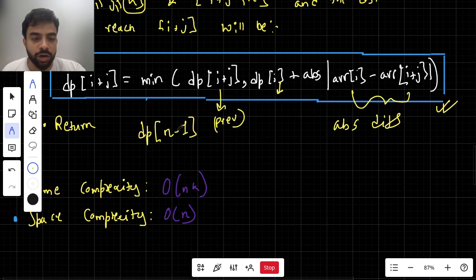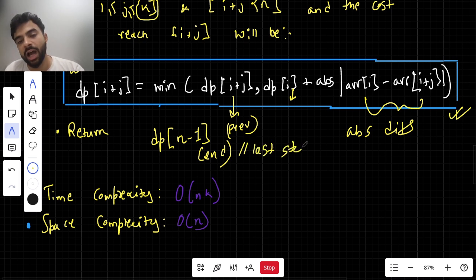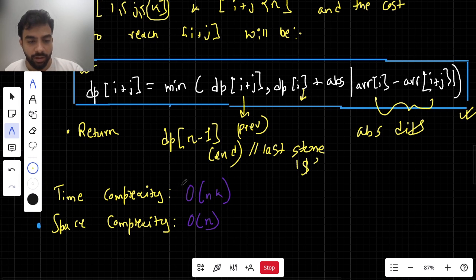And lastly, what we will be doing is we are going to return dp of n minus 1. Now, your question is, what is n minus 1? n minus 1 is nothing but the last stone, the amount of cost required to reach the last stone. I can write over here the last stone cost. I'm giving the dollar symbol to signify.